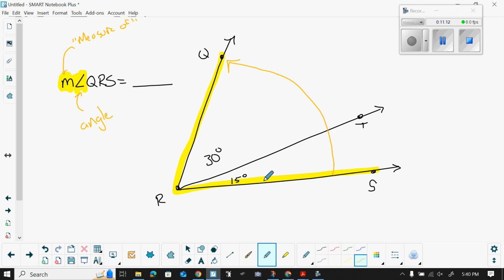Well, fortunately, we knew it was 15 degrees to get this far, and we knew it was 30 degrees to get this far. So understanding addition tells me, well, if I want to know what this whole angle is, I would just add those two together. 30 plus 15 is 45. So that means the angle QRS, this big yellow angle, is opened up 45 degrees.